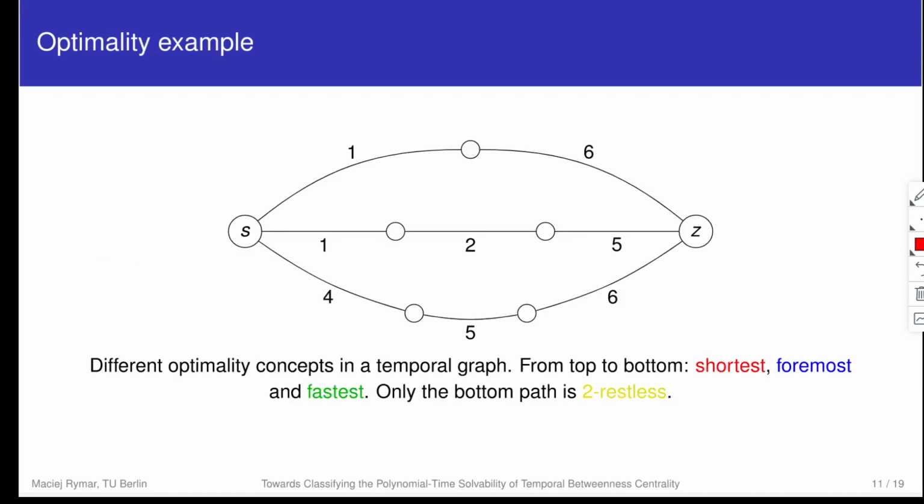And just to show them again, right? In order from top to bottom, we have a shortest path because it has 2 edges. Then we have a foremost path because it arrives at time 5, whereas the other 2 arrive at time 6. Then we have a fastest path because it takes only 2 units of time, whereas the other ones take 4 and 5 respectively. And now only the bottom path is too restless because we never stay for more than 2 units of time at any node, except for the starting one, which we don't treat as part of the path in that sense.